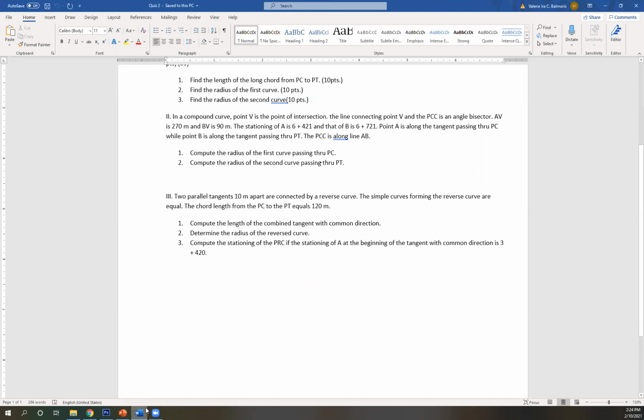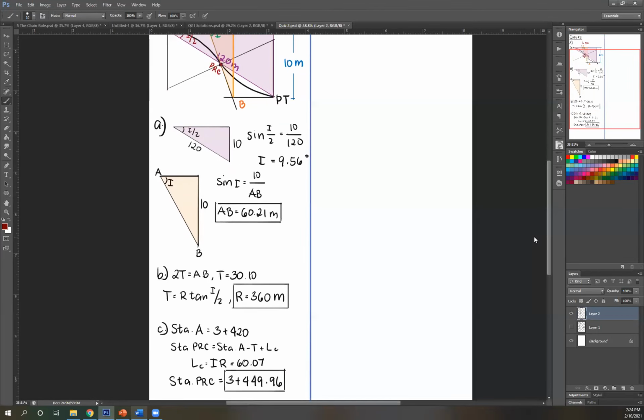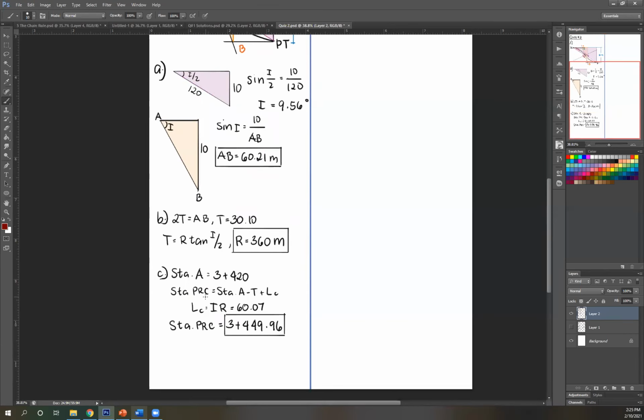What am I looking for? Stationing of PRC. This point. So how do you get that? Remember our stationing is taken along the curve. So this is what I have. I need to go back to PC and then get the length of this to get to PRC. I can't just add a plus T2. That's incorrect, because stationing is computed along the curve. So in equation, station PRC is equal to station A minus tangent length plus length of curve.